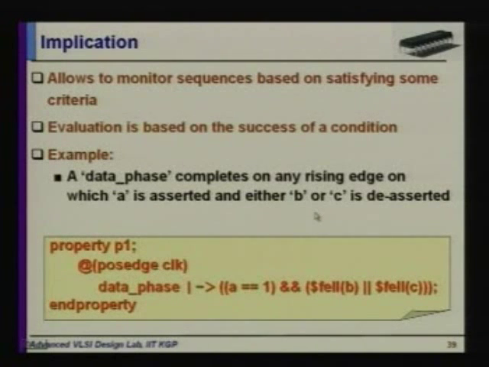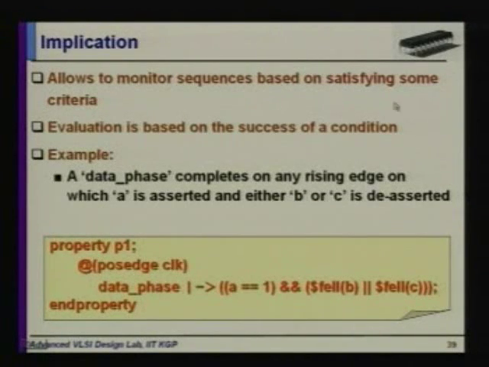Now an important point: how can we specify behaviors, like if request 1 is there, in the next cycle we want a grant 1. This kind of behavior is an if-then relationship: if something happens, then in the next cycle we want something. This is how we specify implication. Some behavior implies the next behavior. It allows us to monitor a sequence based on satisfying some criteria. Evaluation is based on the success of the condition.